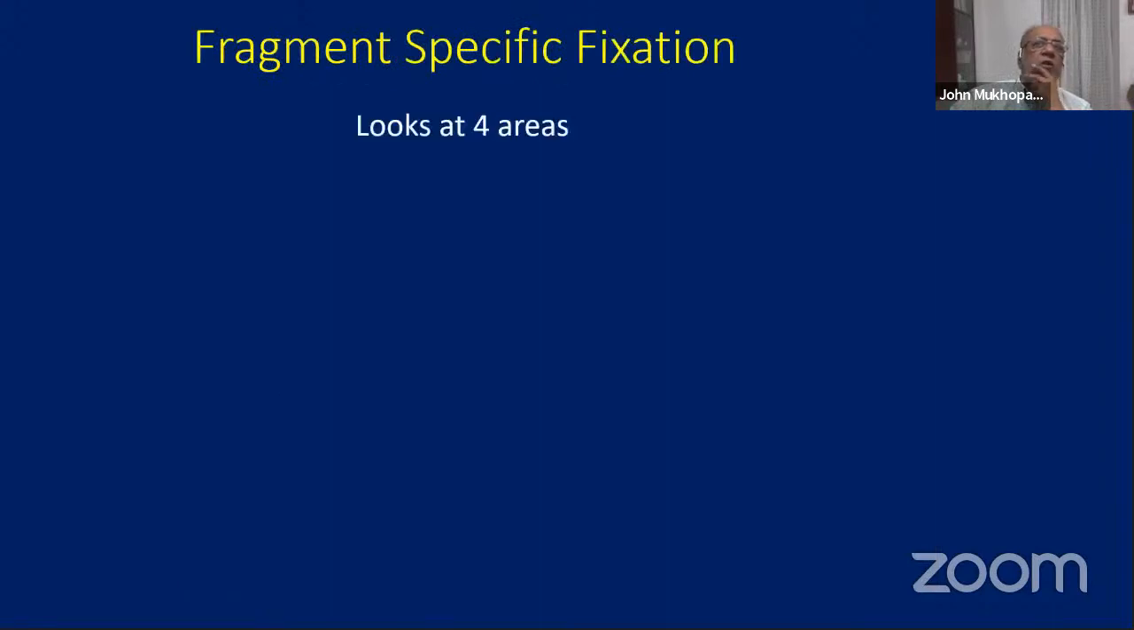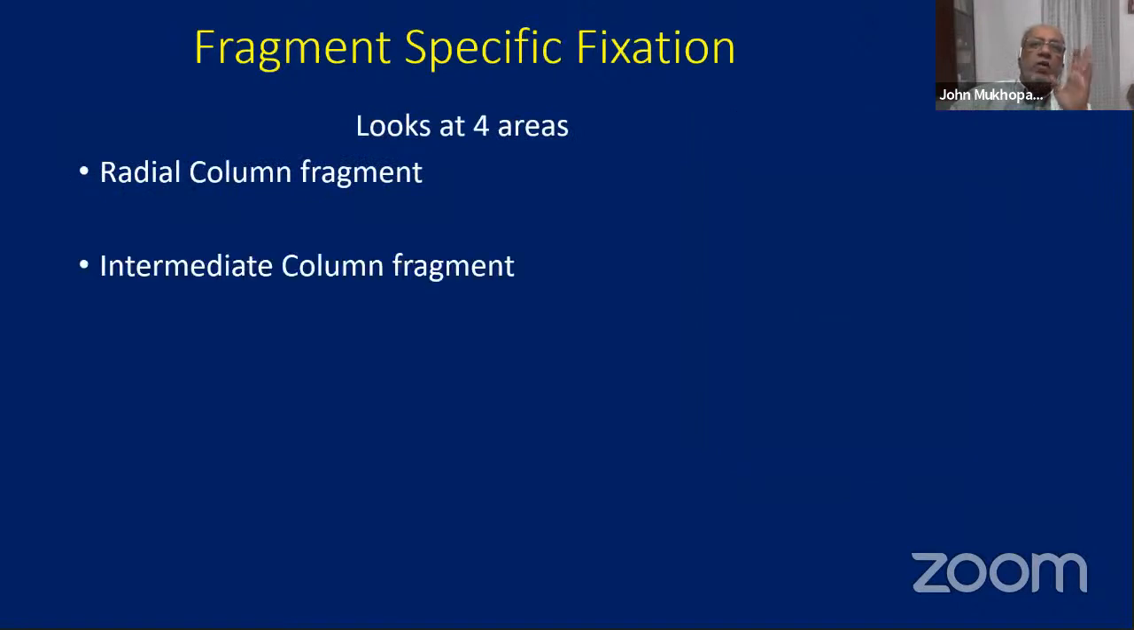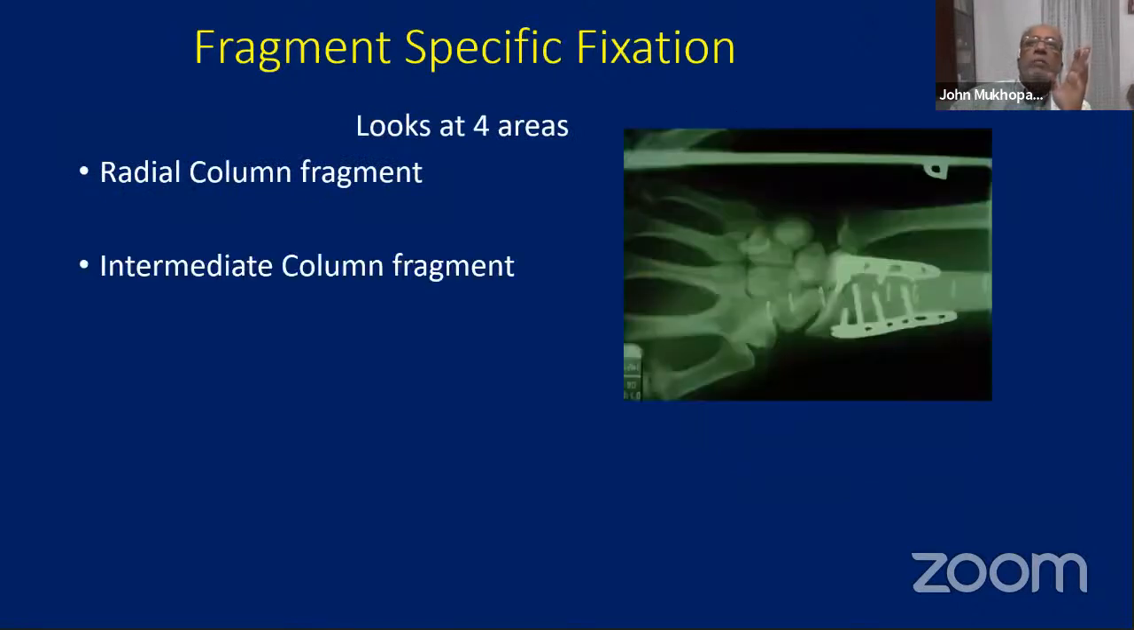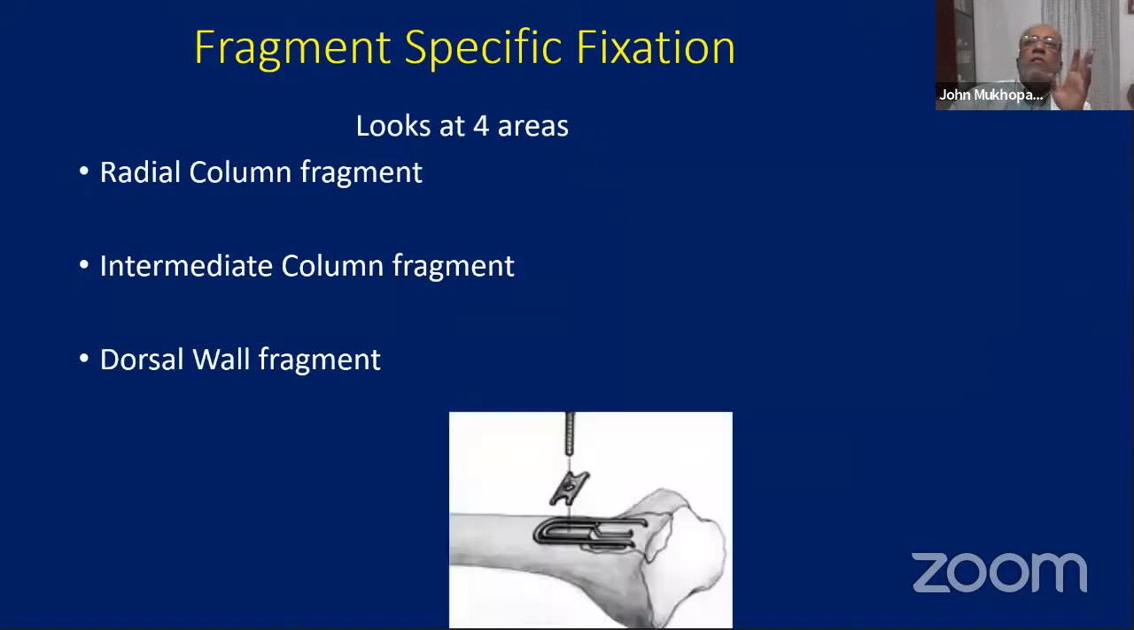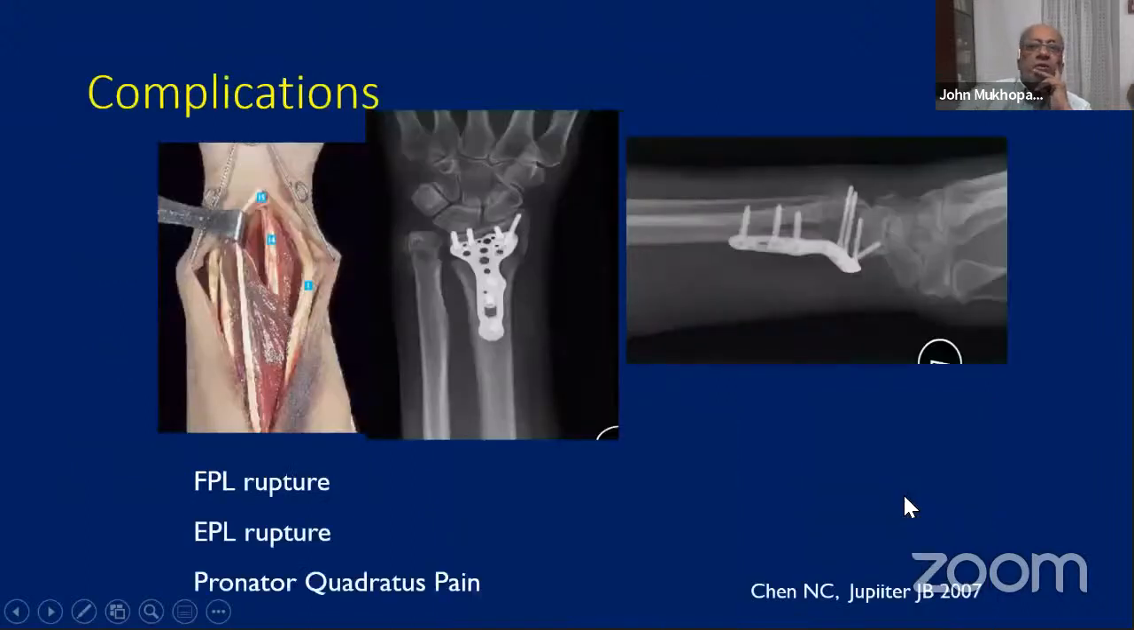Now you also have what we talked about, the fragment-specific fixation concept. Here you need to look at the radial column, the intermediate column, the dorsal wall fragment, and very often this may need some special type of fixation or some wires which you can turn around and put under the plate. So there are a number of ways to deal with these fragments. And the volar rim fragment. Again, the volar rim fragment in the intermediate column, very distal, can be tricky to try and reduce.